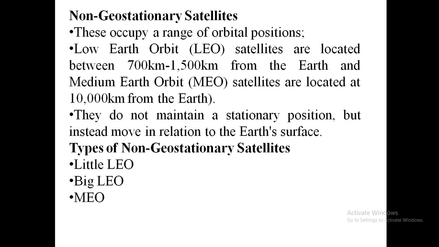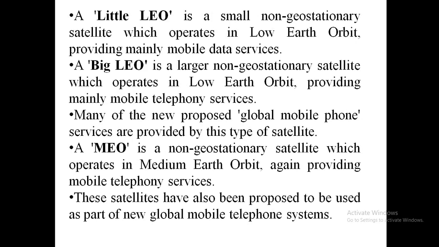Types of non-geostationary satellites are little low Earth orbit satellites, big low Earth orbit satellites as well as medium Earth orbit satellites. A little LEO is a small non-geostationary satellite which operates in low Earth orbit, providing mainly mobile data services. And a big LEO is a larger non-geostationary satellite operating in the low Earth orbit, and they provide mobile telephony services. Many of the new proposed global mobile phone services are provided by this type of satellite.